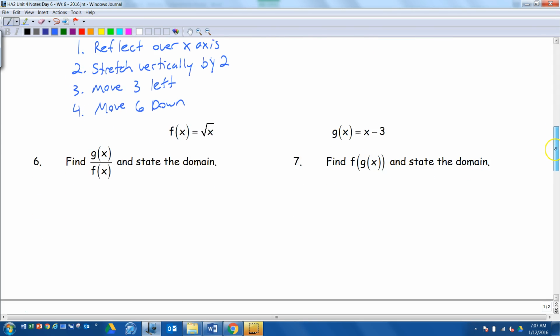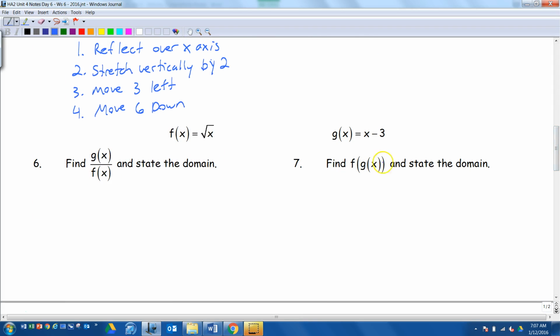Alright, now before I do 6 and 7, I just want to note the domain restrictions for these 2 pieces. f of x has to have values that are greater than or equal to 0. g of x is all real numbers because it's just a linear function. If I divide g of x over f of x, we get x minus 3 over the square root of x.